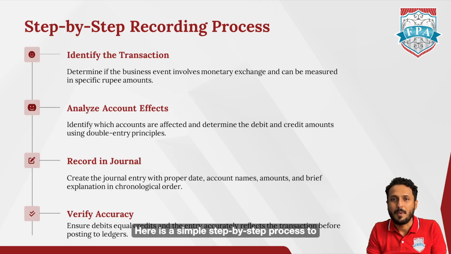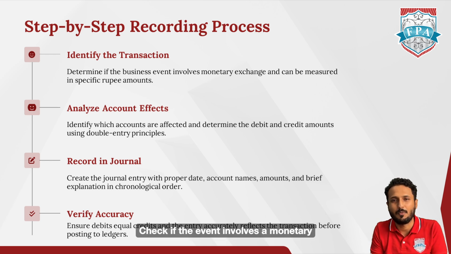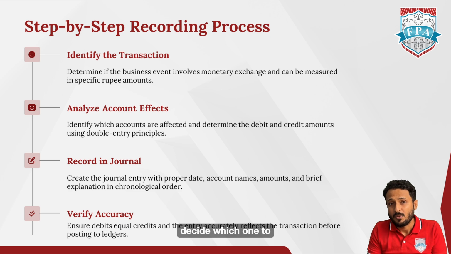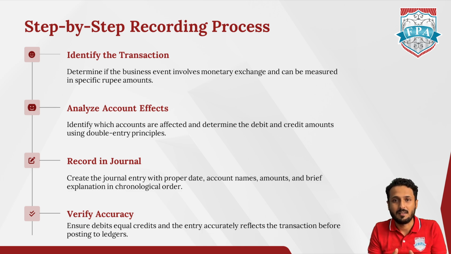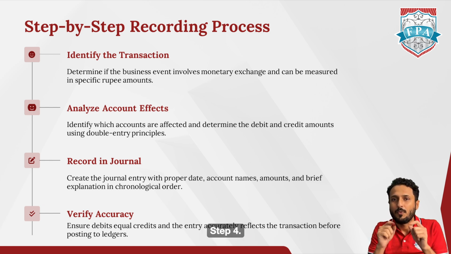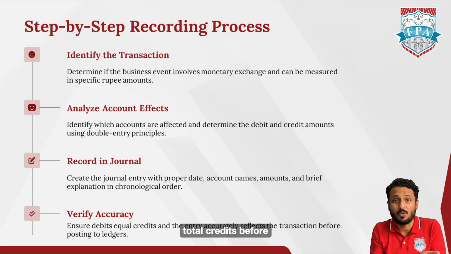Here's a simple step-by-step process to record transactions correctly. Step 1. Identify the transaction. Check if the event involves a monetary exchange and can be measured in rupee terms. Step 2. Analyze account effects. Determine which accounts are affected and decide which one to debit and which to credit. Step 3. Record in journal. Write the entry in the journal with proper date, account names, and narration. Step 4. Verify accuracy. Finally, ensure the total debits equal total credits before transferring entries to the ledgers.